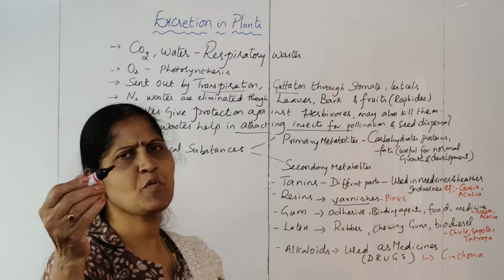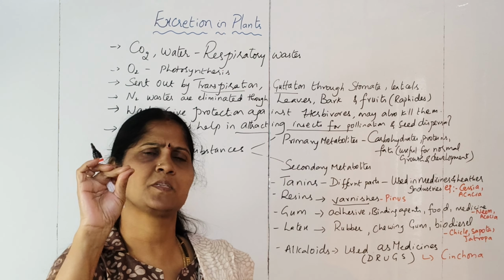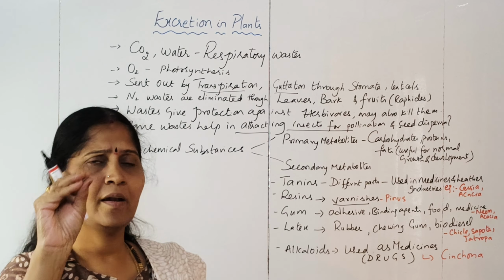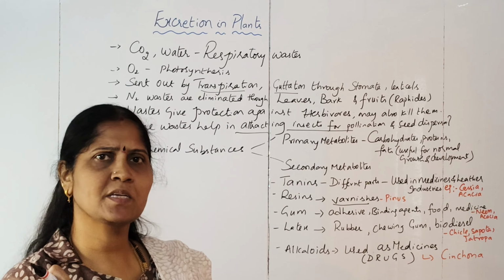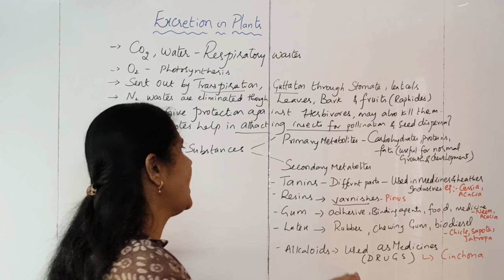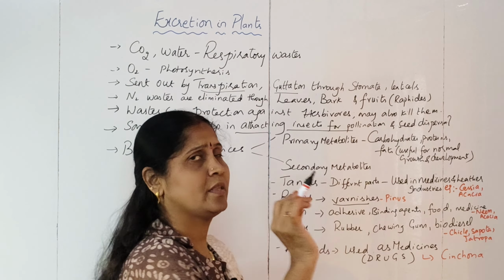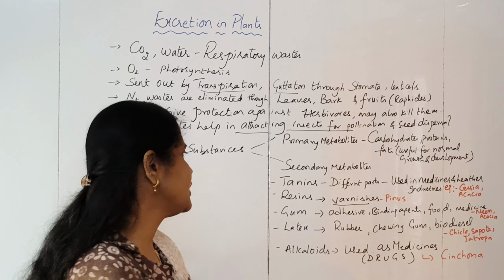Next, talking about gums, we might have seen many times when you go near big trees, some sticky substance oozing out of the bark, and those are the gums. Gums basically get swollen upon absorbing water, and they're very useful as adhesives, binding agents also in the food industry and also in the medicines. They are very much useful.